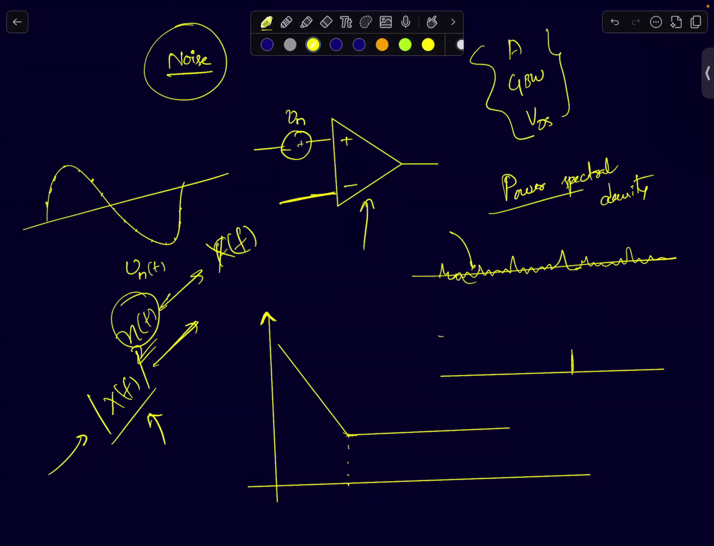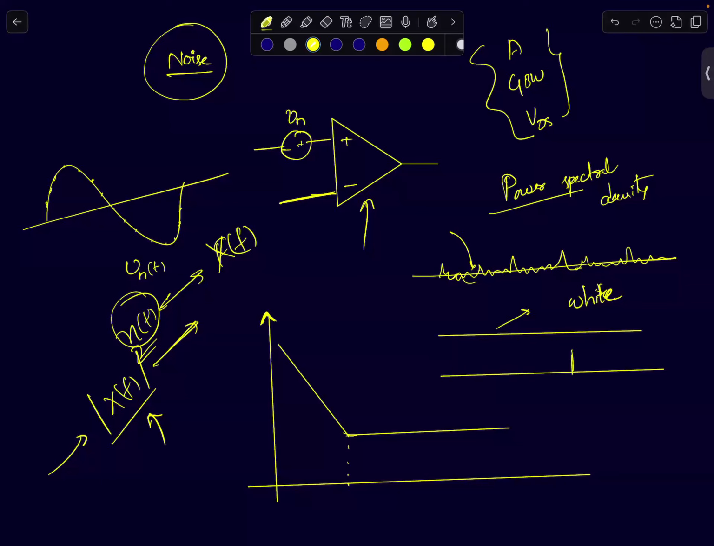It can be flat, it can be decreasing with frequency, it can be increasing with frequency, and for different profiles, there are different names. If your noise is constant with frequency, we call it white noise. Why is it called white noise? Because if you mix all the colors, you get white. Which means it has energy at all frequencies with the same magnitude.